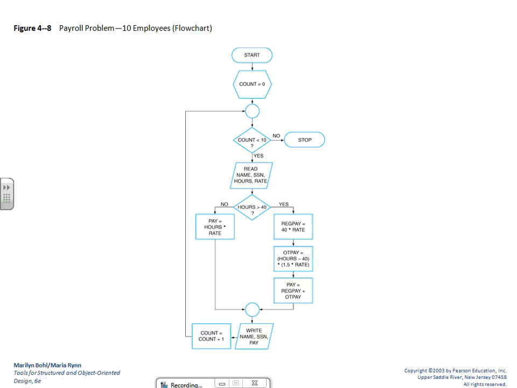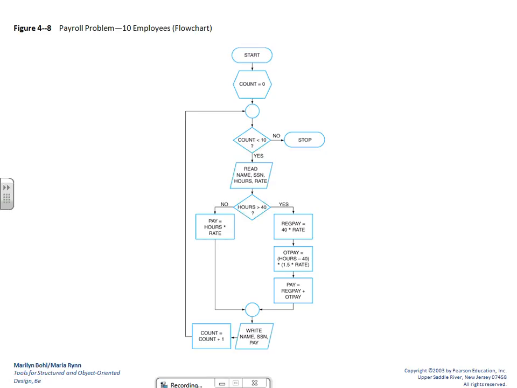This is the payroll problem. Again, we're going to start. We're going to initialize the count with 0. We're going to have 10 employees that we want to calculate payroll for. 0 is less than 10? Yes. We are familiar with this code, aren't we? If you remember, we had that one in the previous chapters.